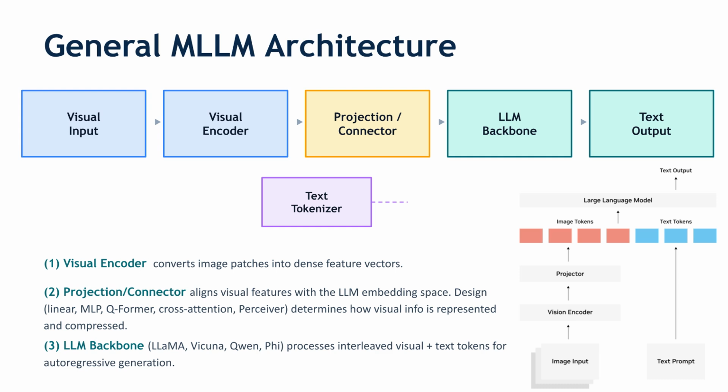Finally, we have the LLM backbone, which could be Llama, Vicuna, Qwen, Phi, or any other large language model. This backbone processes the interleaved visual and text tokens and generates output text auto-regressively. On the text side, there is also a standard tokenizer that handles the text input. The key design decisions in any MLLM are really about these 3 components and how they interact.